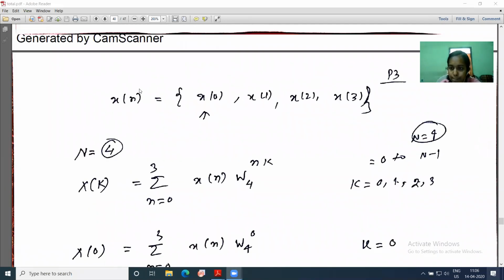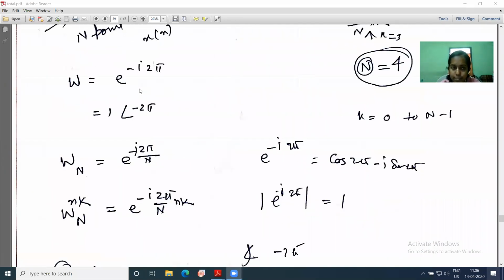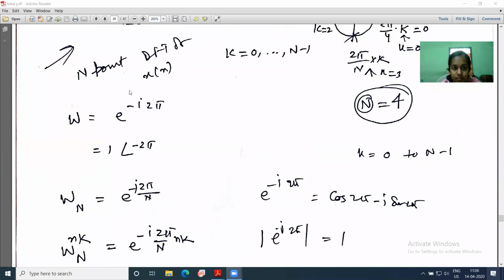I have discussed it here. E to the power minus j 2 pi, this is called twiddle factor. Then, if I write here n, then it will be j 2 pi divided by n. And if I write here nk, this will be multiplied by nk.